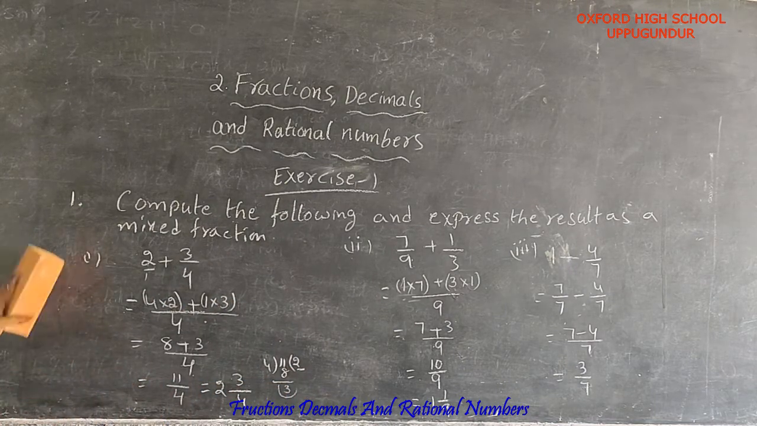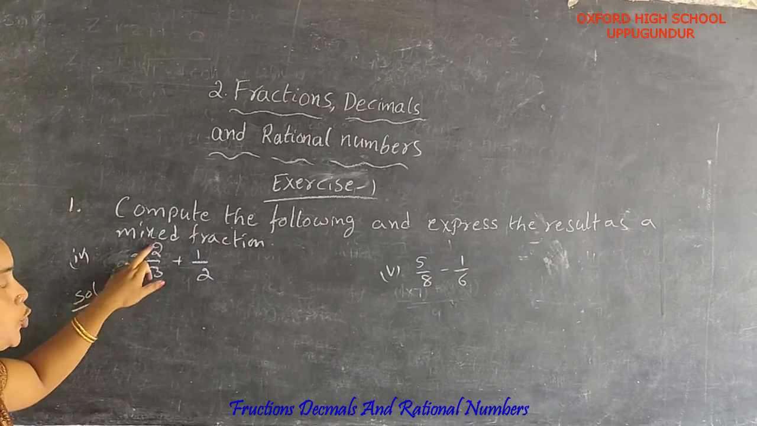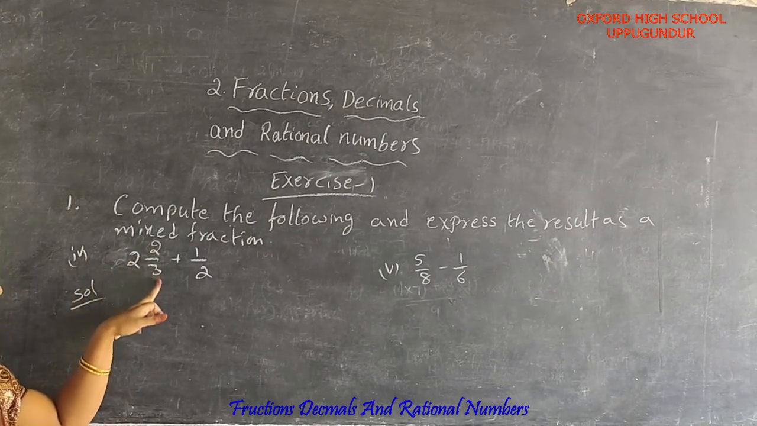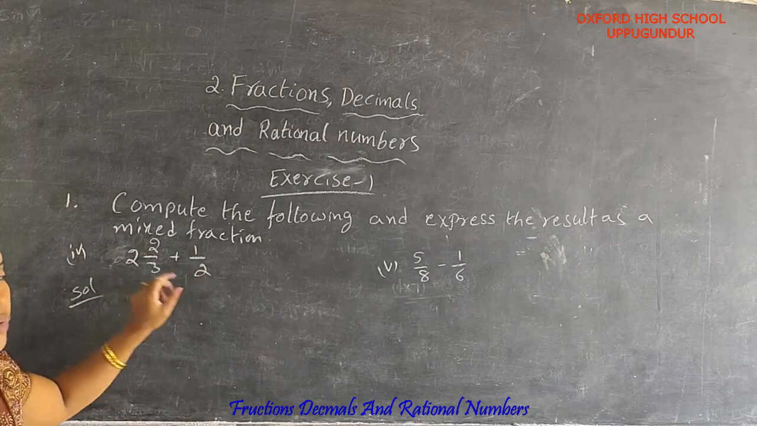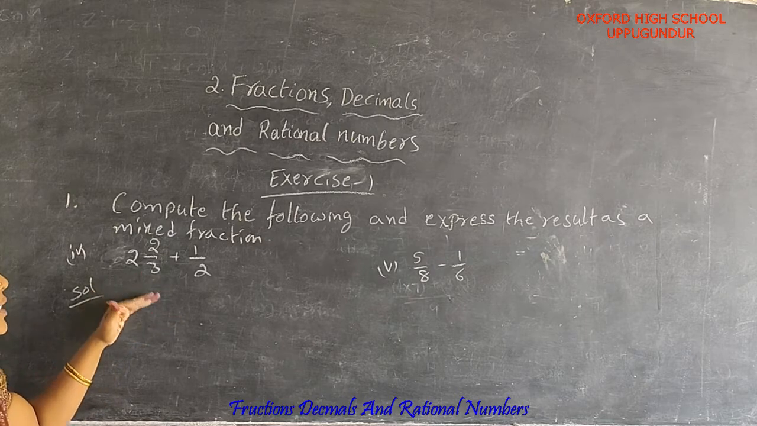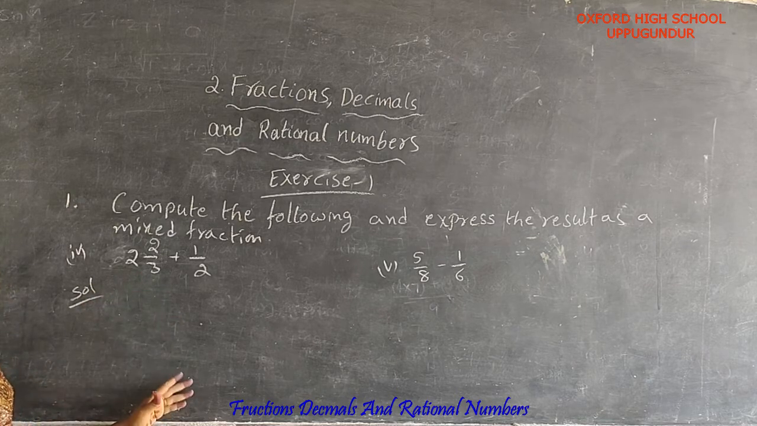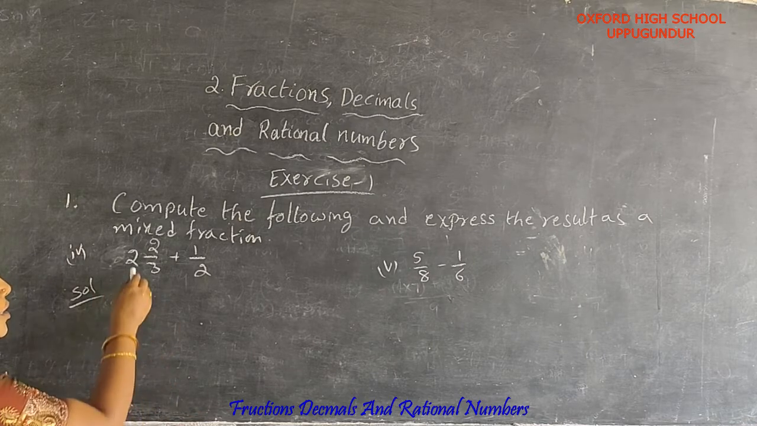Next one. Okay, next, the fourth one. 2 2 by 3 plus 1 by 2. The first fraction is a mixed fraction. First of all we convert it to an improper fraction. How can we convert to an improper fraction?